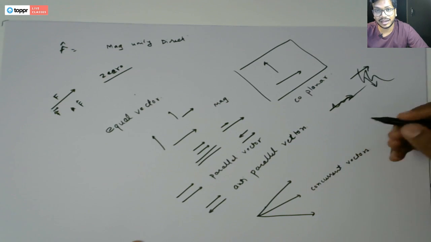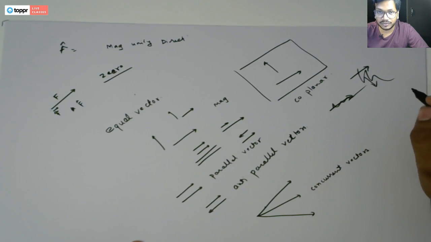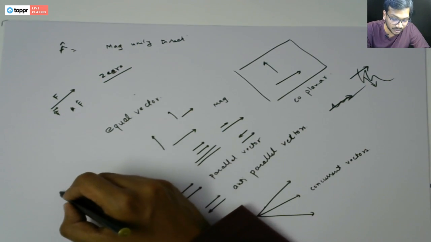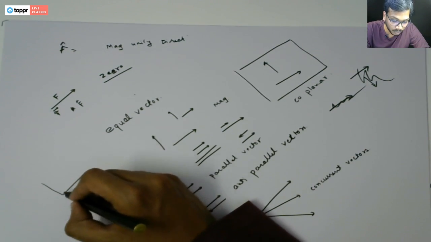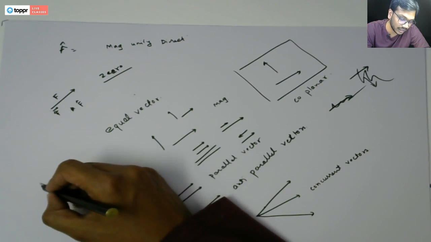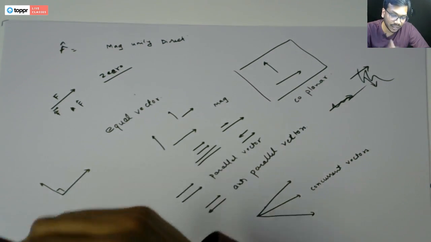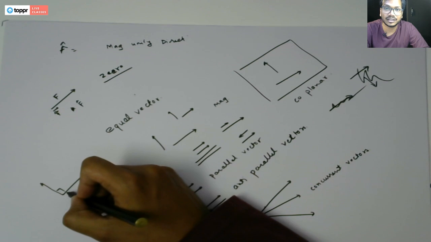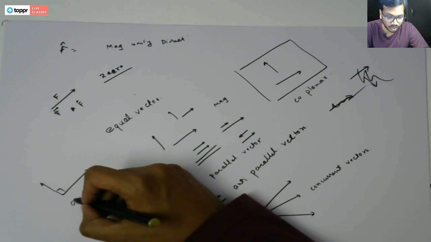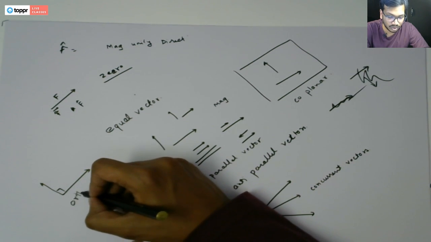Then we have orthogonal vectors. Orthogonal vectors have 90-degree angles between them. But for vectors to have 90-degree angles, we should remember that we need to arrange them tail to tail first and then check the angle between them. So if they are arranged in this way and they have a 90-degree angle between them, then they are called orthogonal vectors.